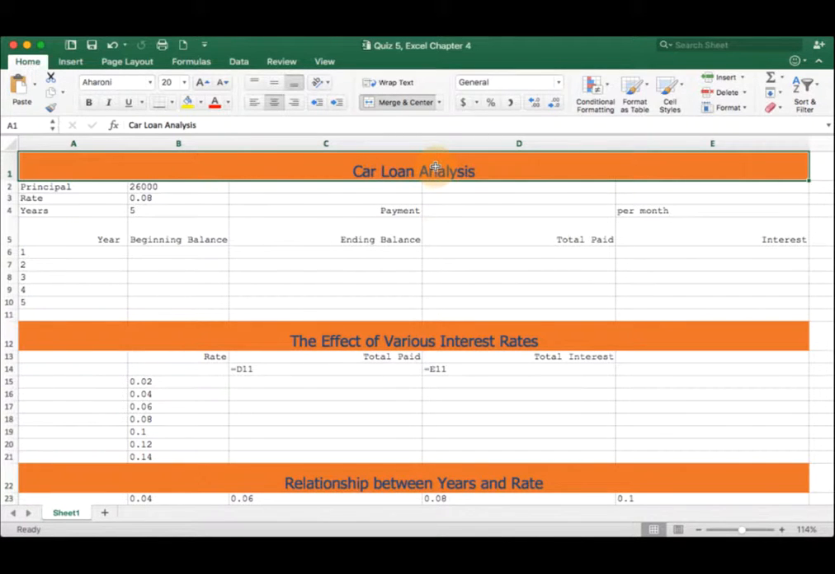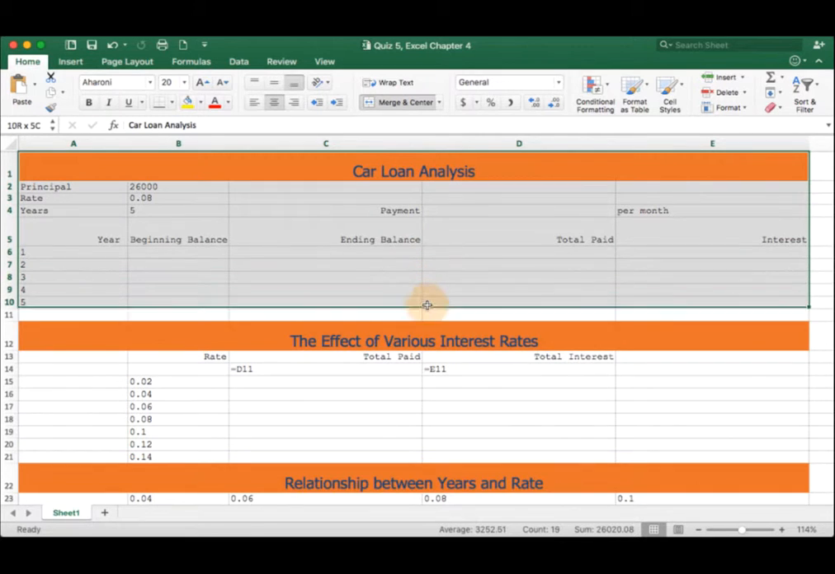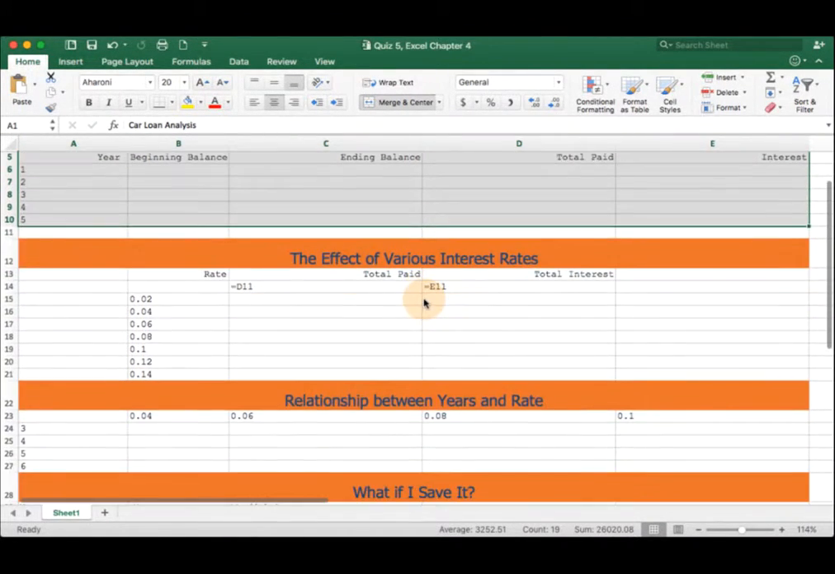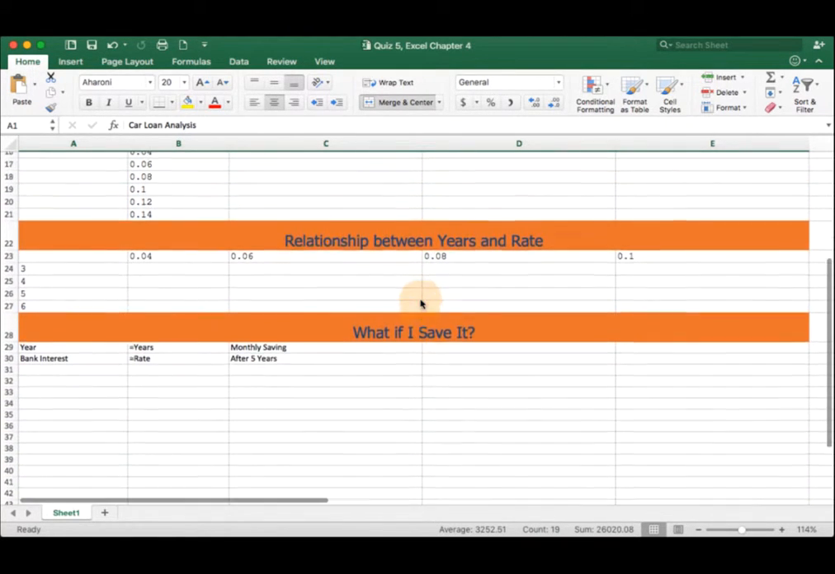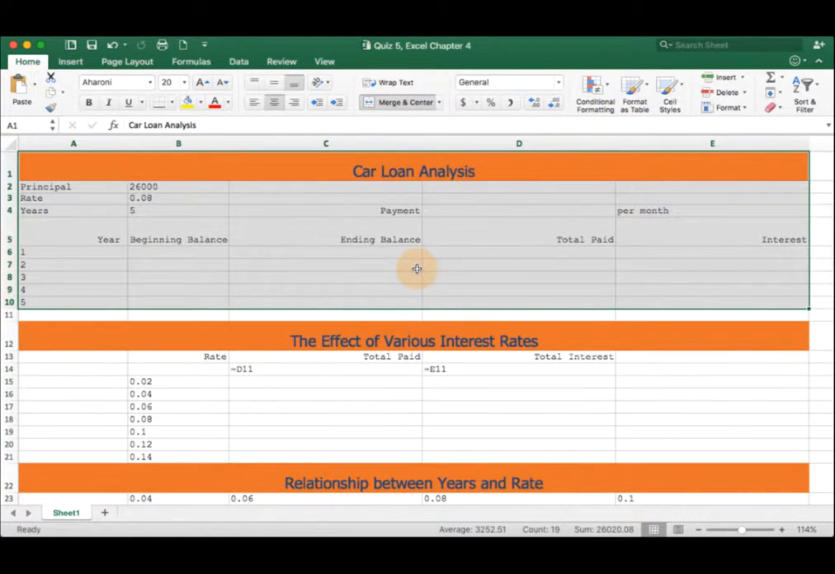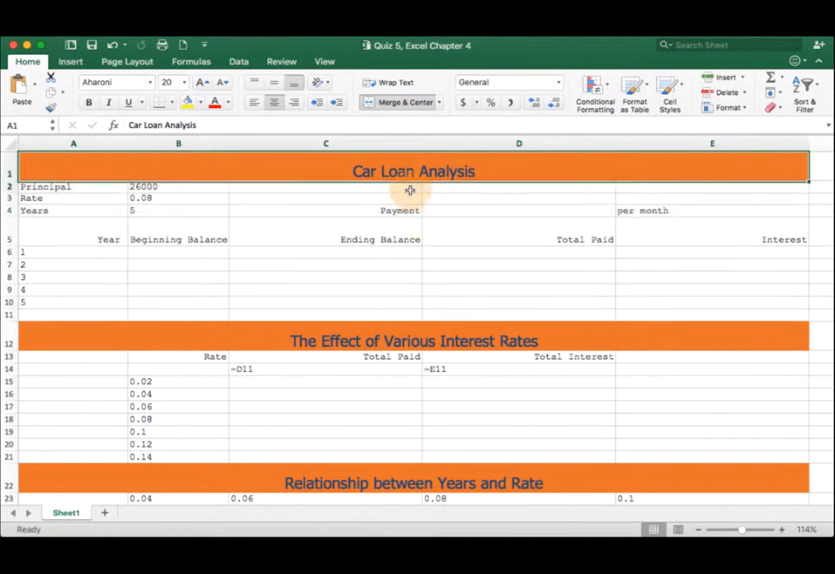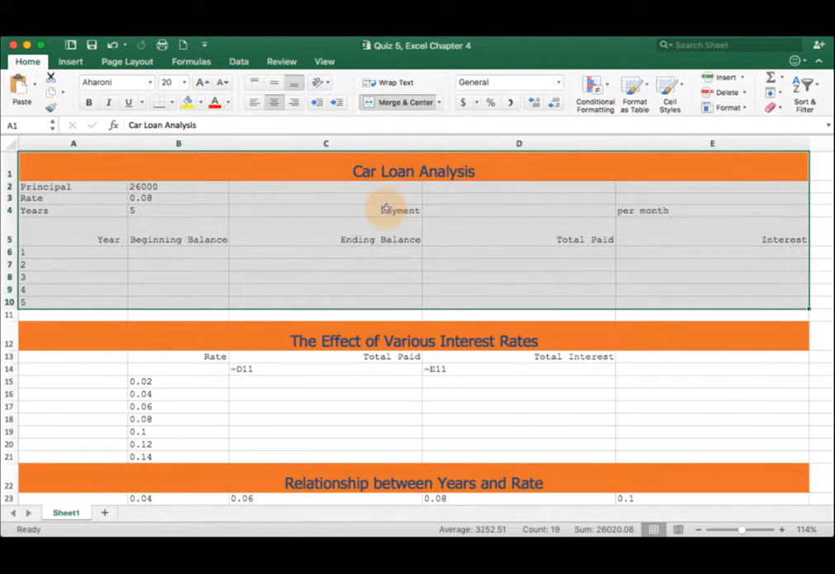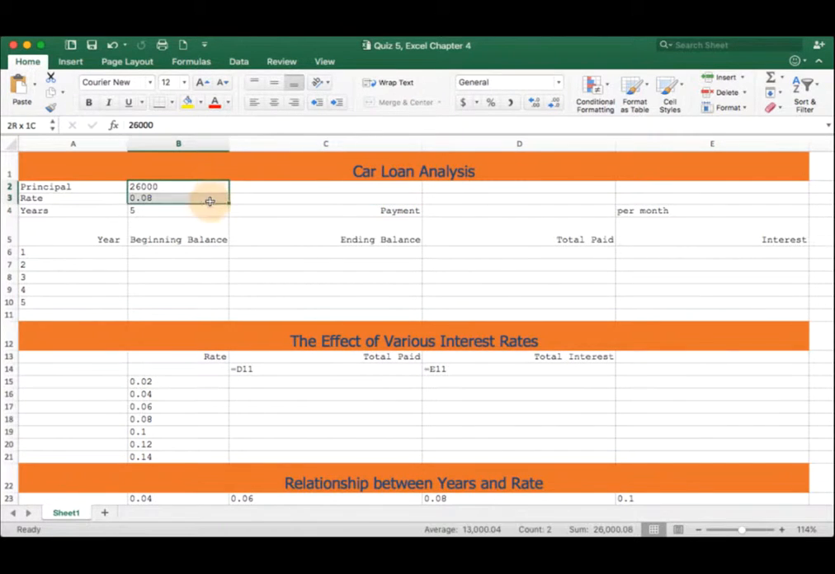The entire assignment has only four tables: table 1, table 2, table 3, and table 4. I'm going to do it one by one here. The first table is about car loan analysis. You are required to write down some prerequisite information such as the principal, which is the loan, the annual rate, and the number of years you're on this loan. And the first requirement is to calculate the monthly payment.